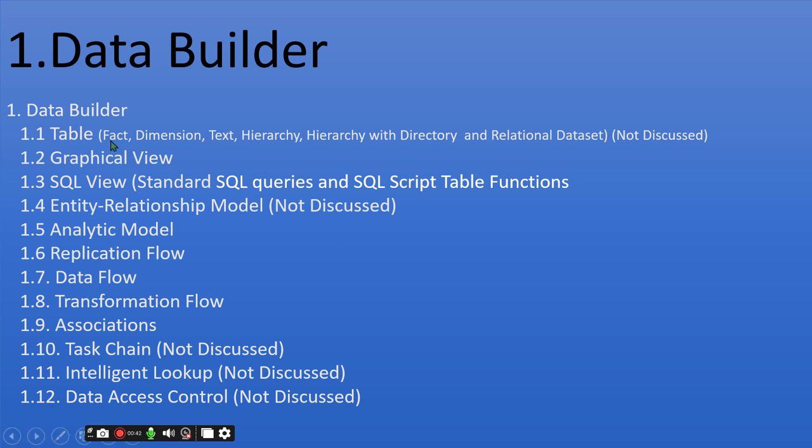The tables part, right? What is the fact table, dimension table, text table. After that, the hierarchy. Hierarchy is the dictionary. After that, relational data sets, which by default are imported or replicated automatically. After that, how to convert them to fact, dimension, text. We'll discuss this through the graphical view.